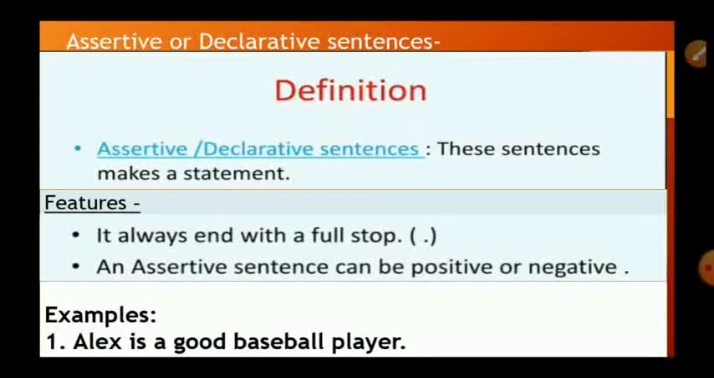Let us see one example. Alex is a good baseball player. In this example we can see that this sentence is showing us that Alex is a boy who is good in baseball.